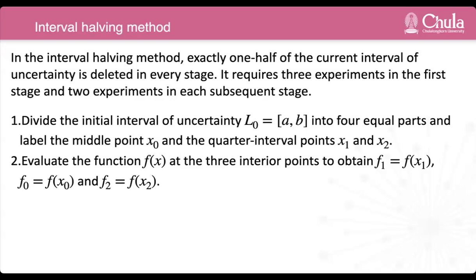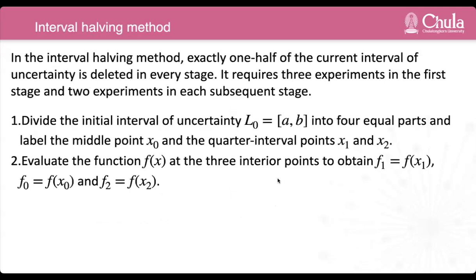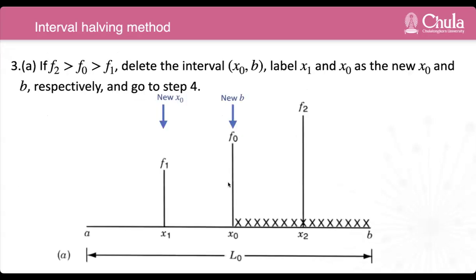I can show you in this picture. We have A to B, right? The half of it is x0, and then x1 and x2. Then you evaluate. x0 is the midpoint, and the quarter points are x1 and x2. Then we evaluate f(x) at each point.